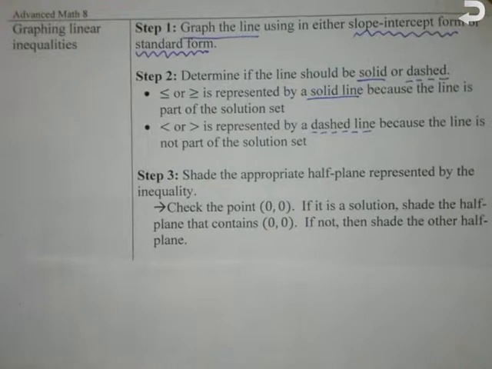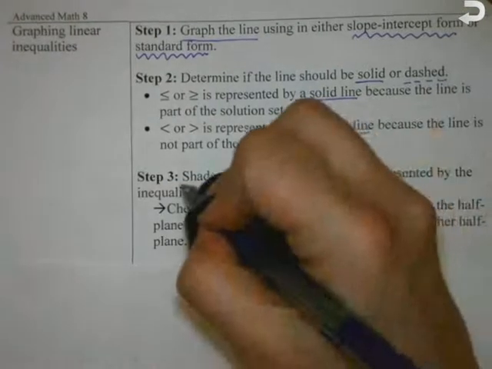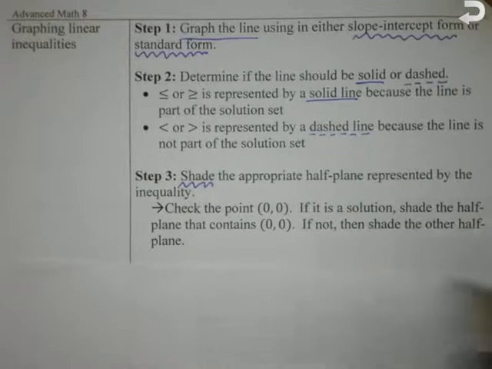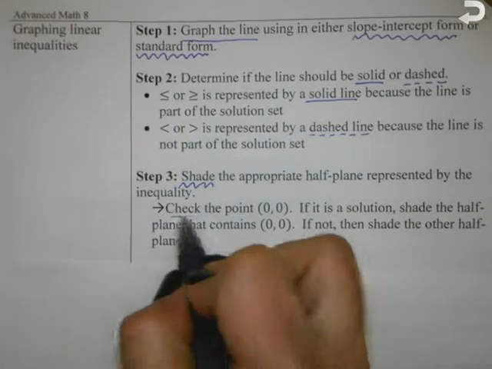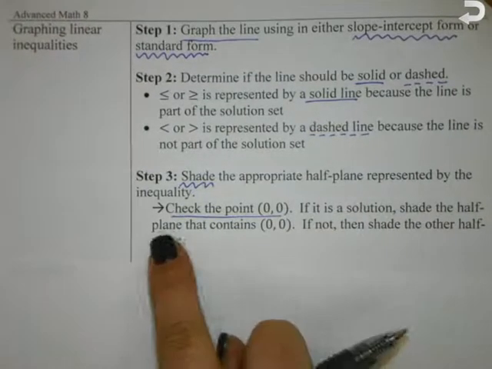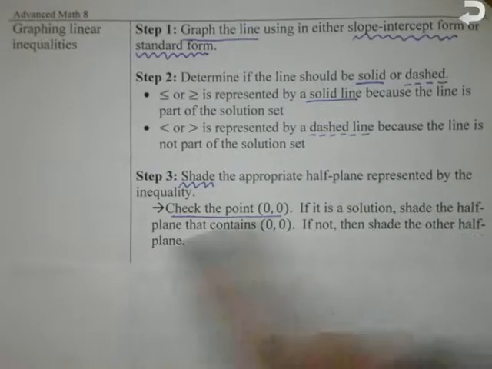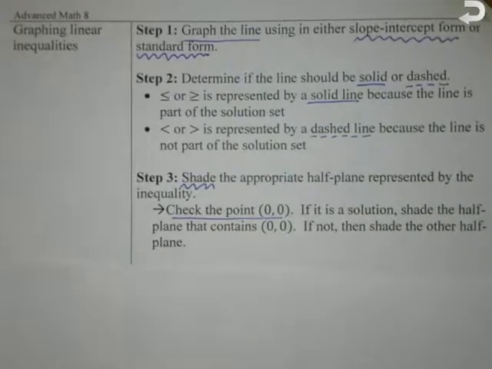Then you are going to shade the appropriate half plane represented by the inequality. And how you do that is you are going to check the point 0, 0. If it is a solution, you shade the half plane that contains 0, 0. If it's not, then you shade the half that does not contain 0, 0. Okay, so you would shade the other part.